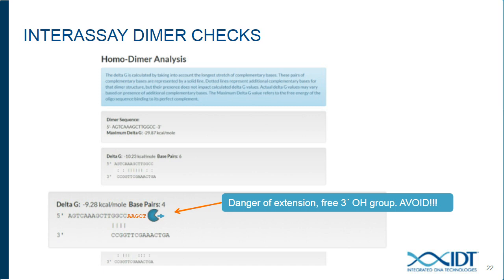Remember, if this type of dimer were to form, we want to make sure that it falls between 0 and negative 6.5 kilocals per mole. Within that range, it's not likely to form spontaneously within our reaction.